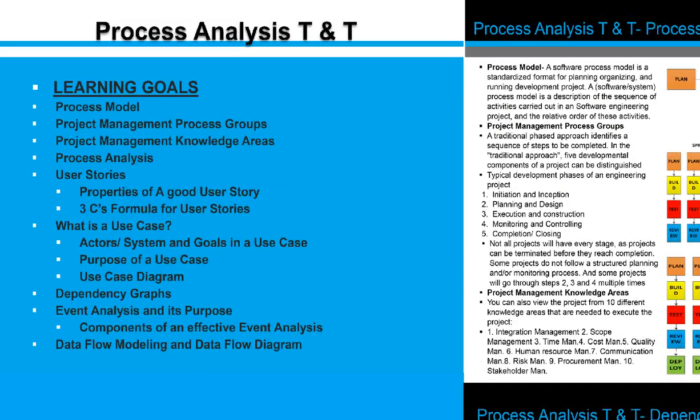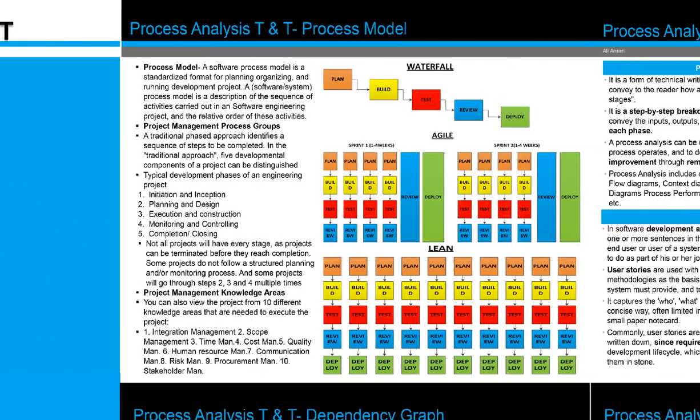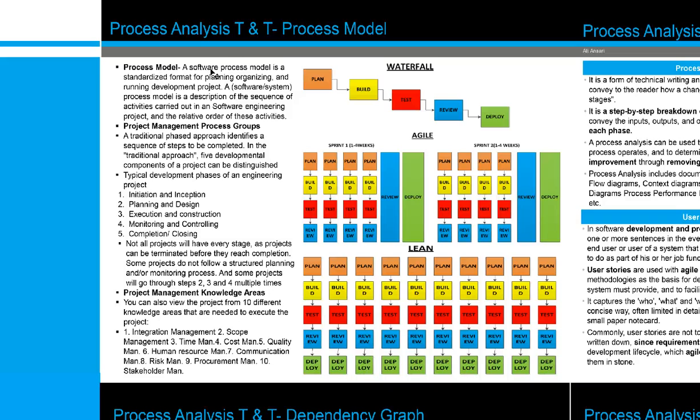Then let's get to the next one, the process analysis. This is about what process model we are going to use, what process groups, what knowledge areas. If you've already looked into the PMBOK guide, it shows the process model, the framework that we have covered before. If I go to the picture, this is all the different process models, which is a software process model. Again, the examples are waterfall, agile, and lean.